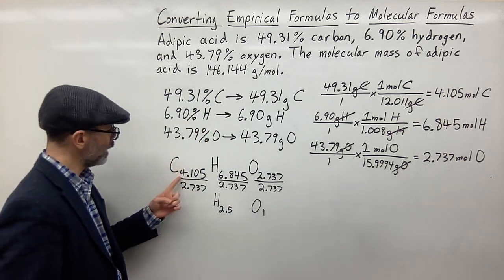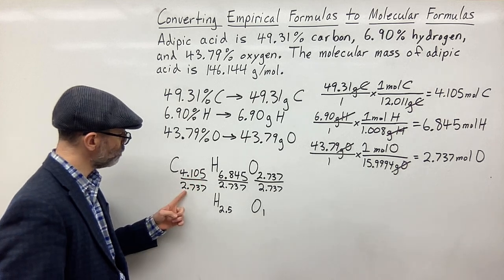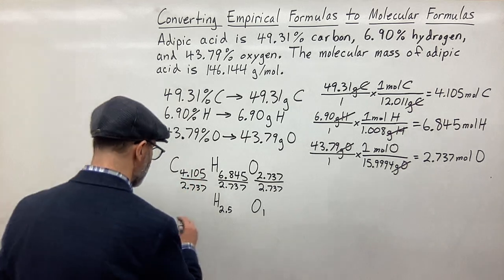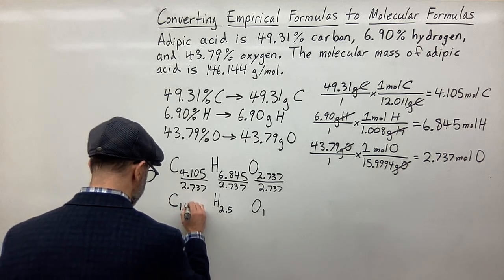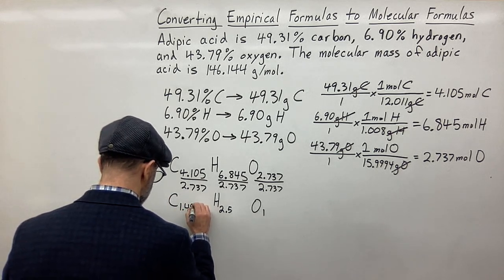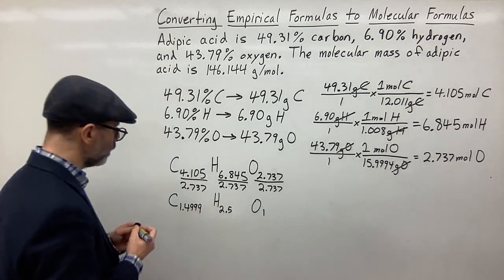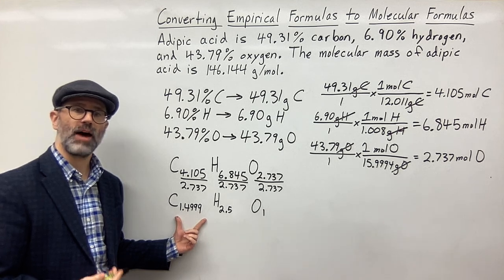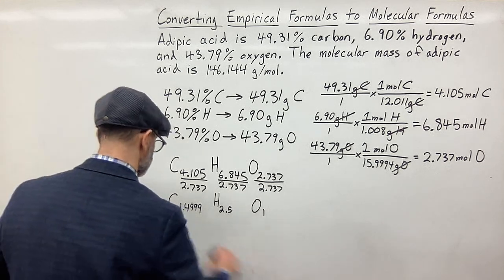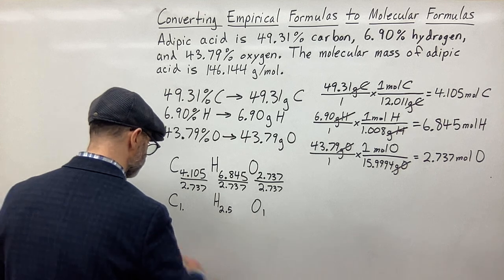And then when I divide 4.105 by 2.737, I get, for carbon, 1.4999. And again, that's really close to 1.5, so we'll just round that to 1.5.